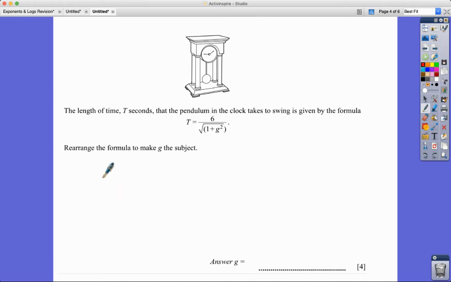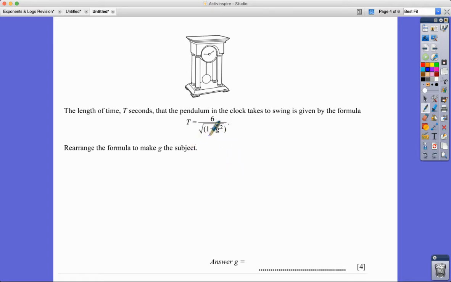So the first one here is the length of time, t seconds, that the pendulum in the clock takes to swing is given by this formula. Rearrange the formula to make g the subject. You can see in this question that it's not so nice because g is in the denominator, it's got a power attached to it, it's also in a square root. So we need to really unpick all of that and get the g on its own.